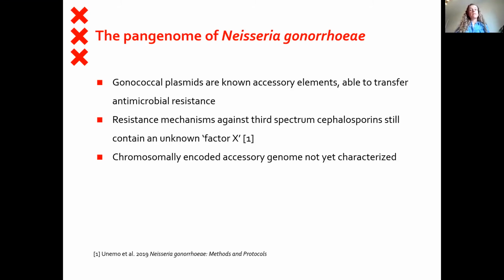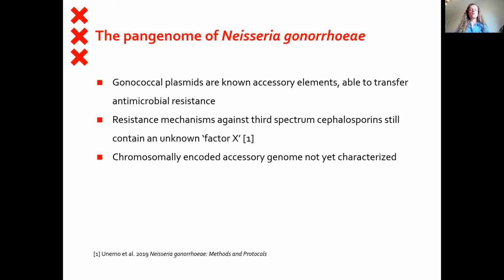A current threat is that Neisseria gonorrhoeae is developing resistance against third-generation cephalosporins, and this mechanism still contains an unknown factor X, as described by Unemo et al. And this gave rise to the idea that there might be a chromosomally encoded accessory gene that plays a role in the resistance mechanism. However, the chromosomally encoded accessory genome is not yet characterized.